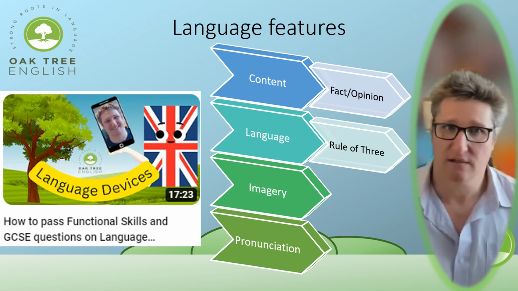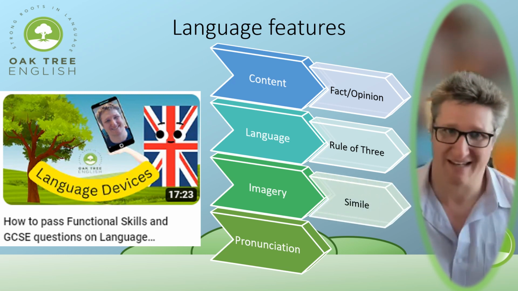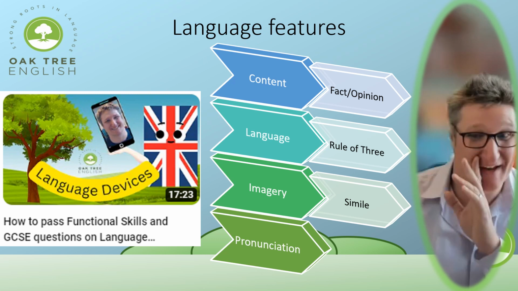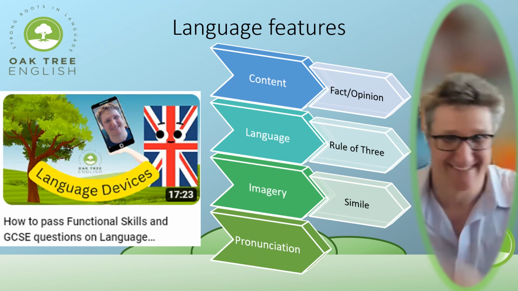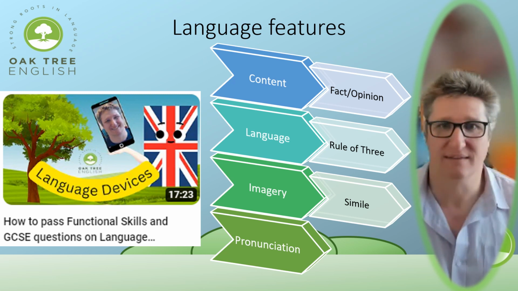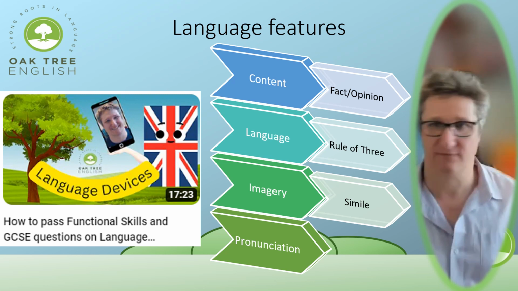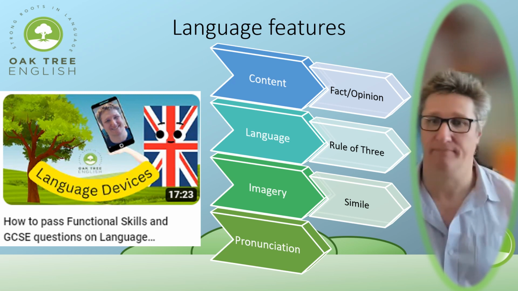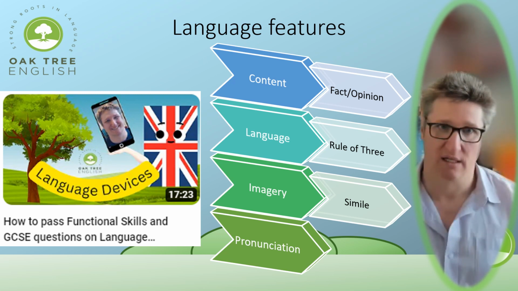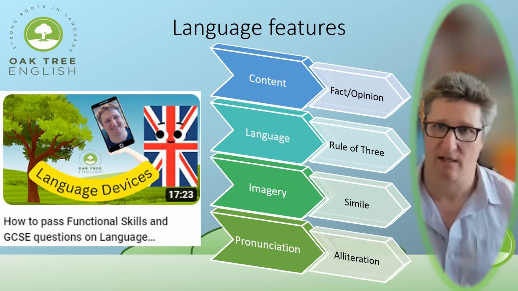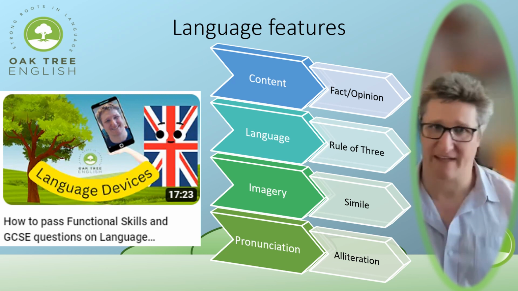In imagery, you'll find similes are your friends. That was a personifying metaphor. There we go. This is where you make a comparison using as or like. This is very appropriate in an article. A pronunciation device that may help you write an article would be alliteration. This is where you put words that begin with the same sound close together. The effect is that it makes it markedly more memorable.